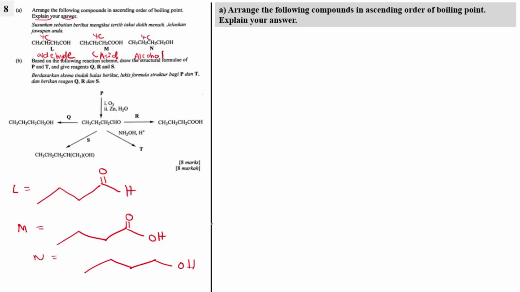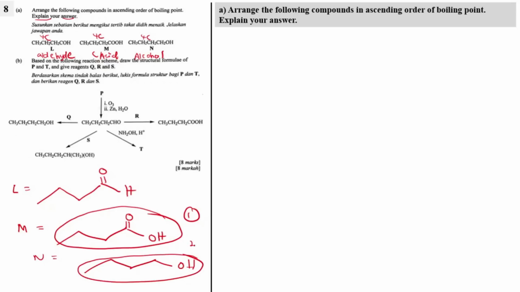So from here, I know that my carboxylic acid will have the highest boiling point, followed by my alcohol, and lastly, the lowest boiling point is going to be my aldehyde. This is because my carboxylic acid can form dimers, and number 2 here, my N, the alcohol, can form hydrogen bonding. Meanwhile, the aldehyde will only have dipole-dipole forces. It cannot form hydrogen bonding.